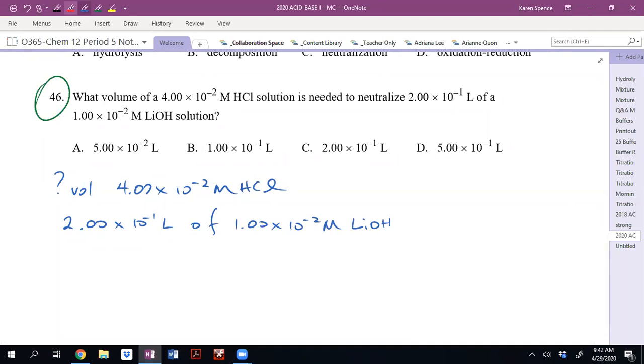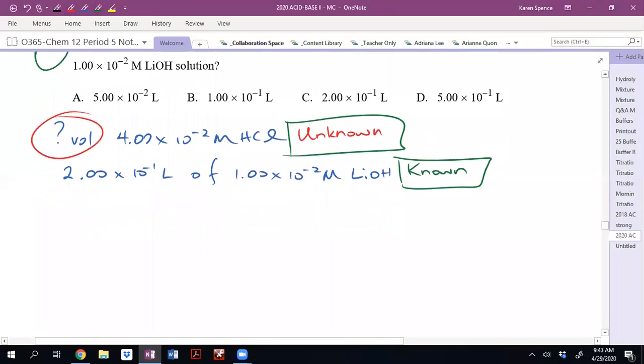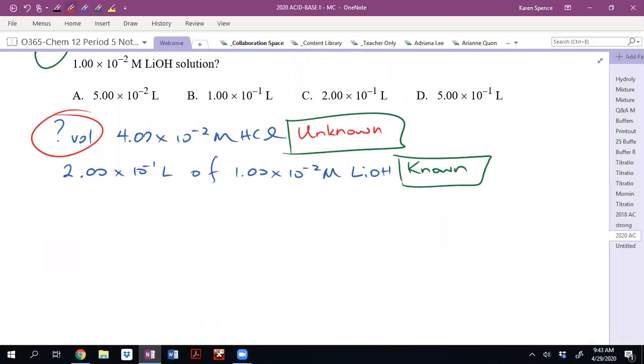So HCl is our unknown, because that's the thing we want to find out something about. And that means that LiOH is our known substance. And we are going to use stoichiometry to do this. So we need a balanced equation. Nice simple one here. HCl plus LiOH, 1-to-1 ratio.